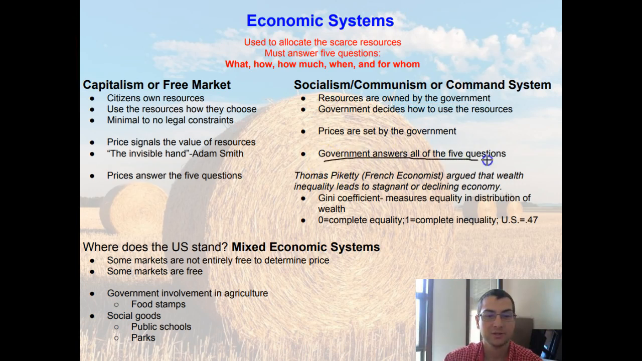So a good might not truly have the right value associated with it because the government is setting that price. And then the government answers all 5 of these questions. What are you going to produce? Well, frankly, it's the government telling you what you're going to produce. How you're going to produce it and how much you're going to produce? It's the government telling you all that. When you're going to produce it and for whom you're going to produce? Again, it's the government telling you all these things. The government decides and answers all 5 of these questions.